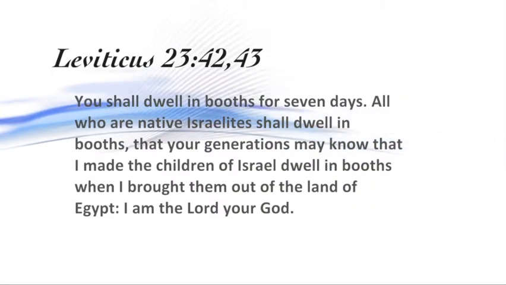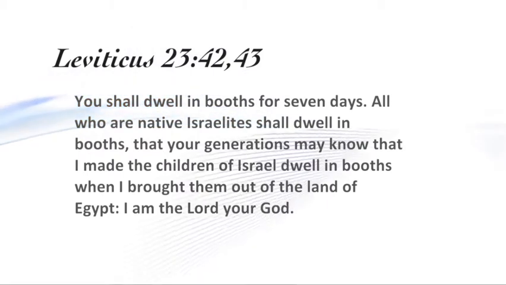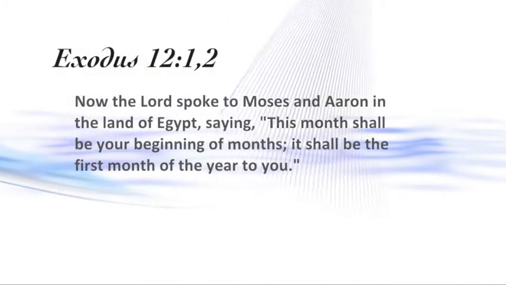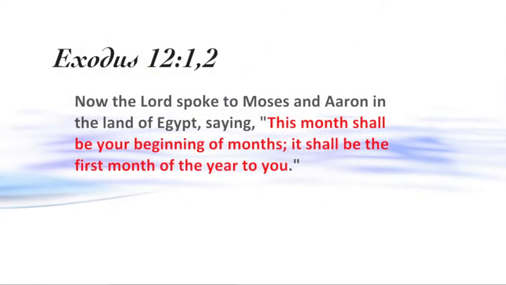As they were fulfilling the Feast of Unleavened Bread on the new calendar, which is from the 15th day of the first month for a week, they were also fulfilling the Feast of Tabernacles on the old calendar. That's the 15th day of the 7th month for a week. Leviticus 23, verses 42 and 43 confirms this. This all confirms that the first month of Exodus 12:2 was originally the 7th month.